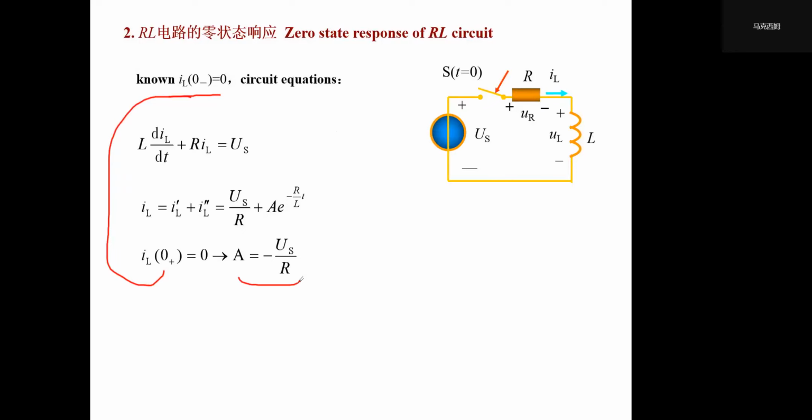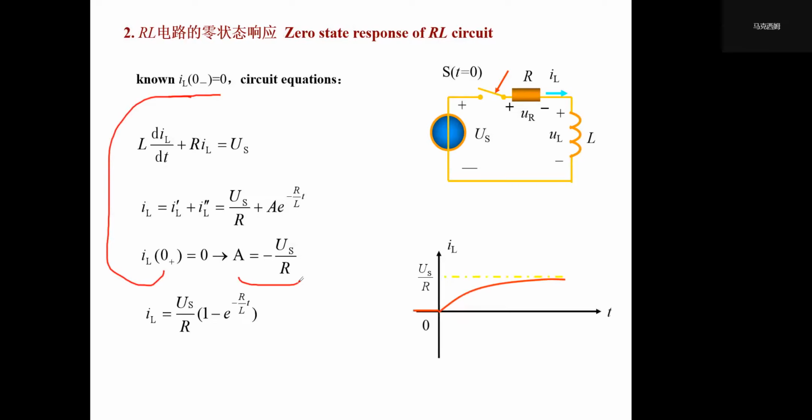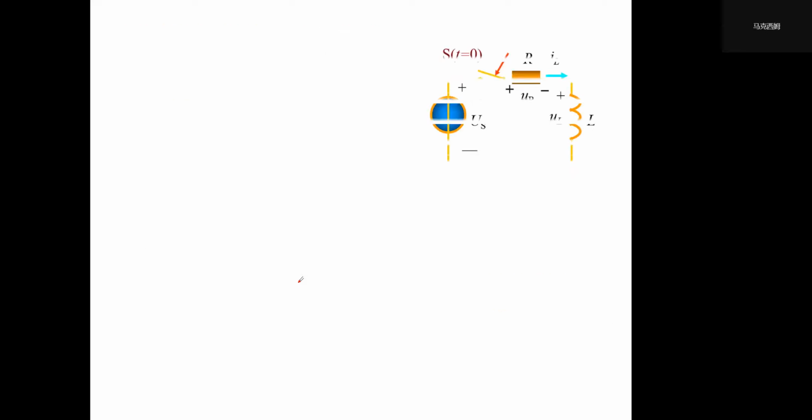So we can rewrite it like this. So we now know how the current changed for this circuit. And we see the current grows, increases exponentially, reverse exponentially to its final value.